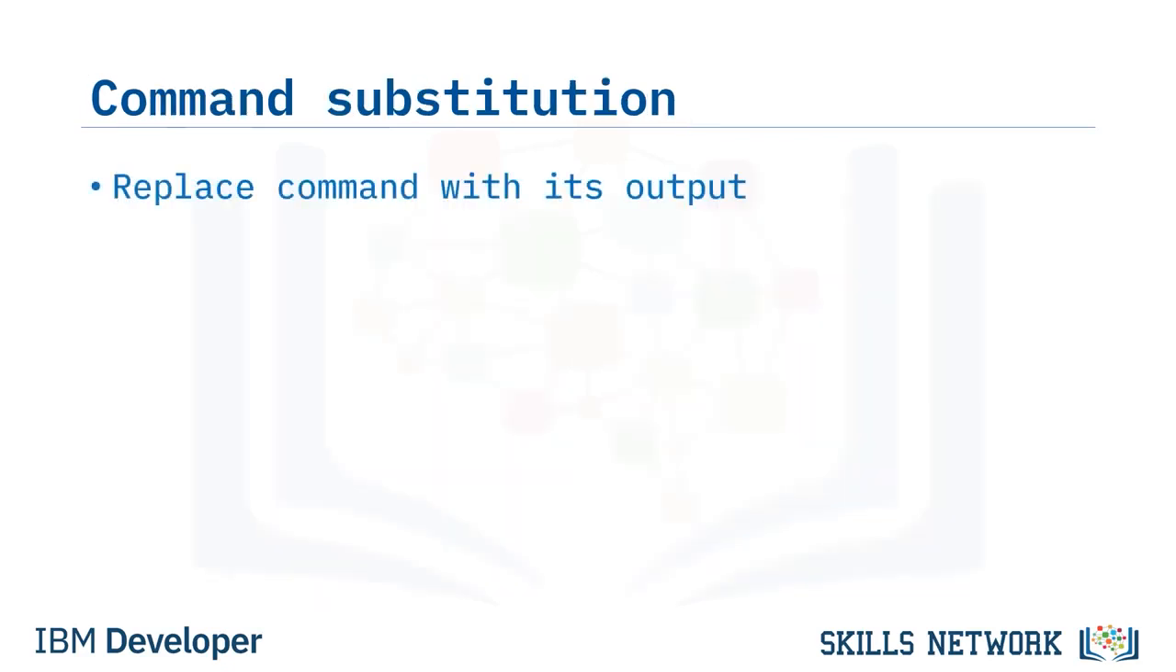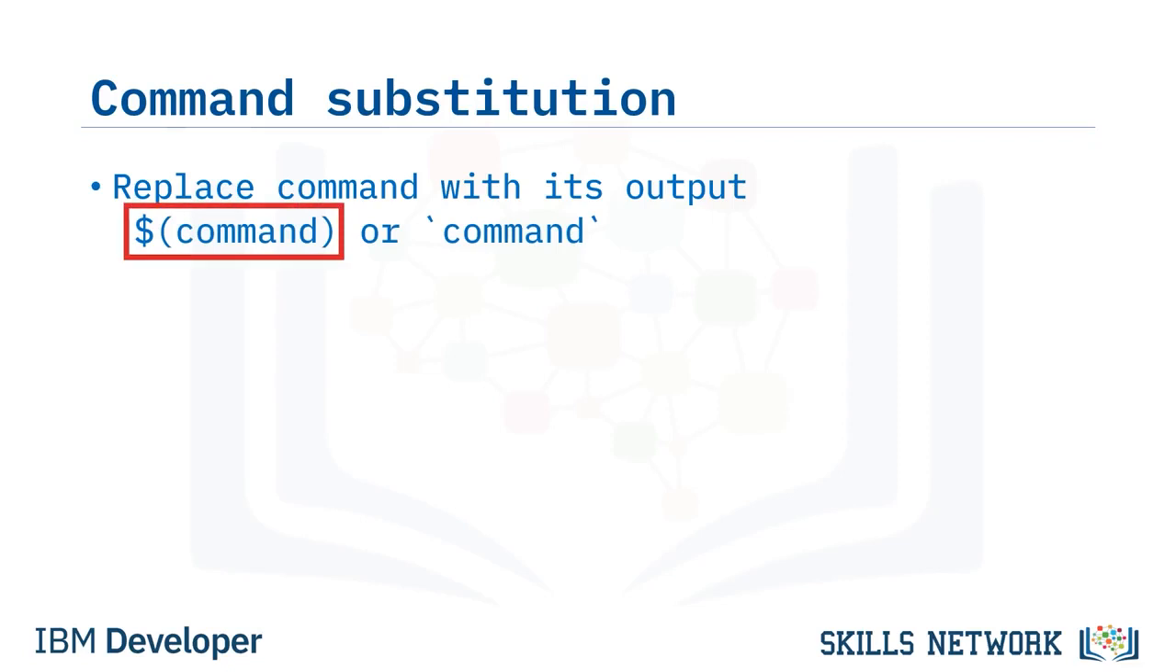You can use command substitution when you want to replace a command with its output. There are 2 equivalent notations. In the first, the command is encapsulated by parentheses with a $ sign out front, while in the second, the command is encapsulated within backticks, also known as back quotes.